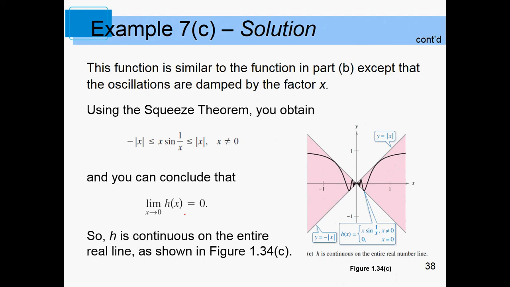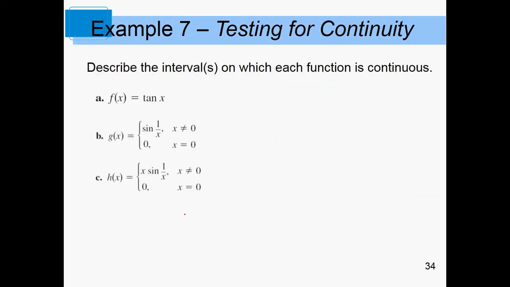Now, an interesting consequence of this, if we look at C. We've got x times sine of 1 over x, okay, not defined at 0, and then we've got 0 equals 0.